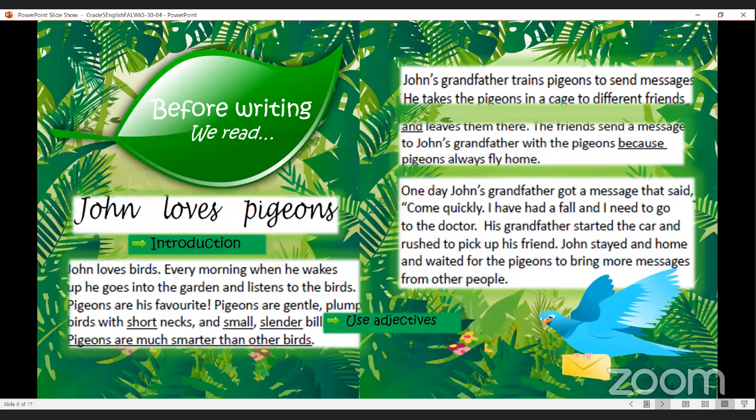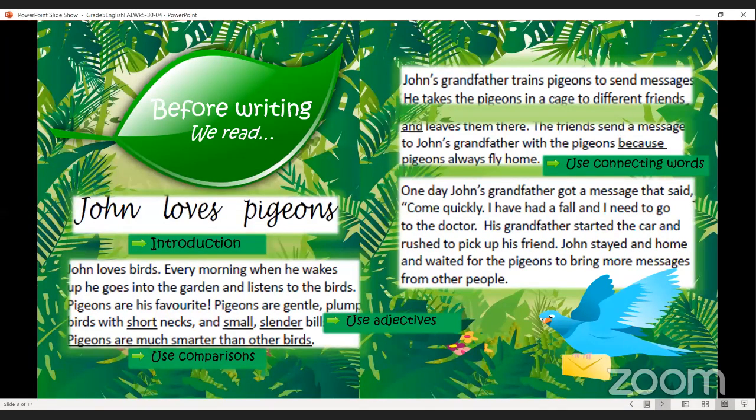So pigeons are much smarter than other birds. We're comparing. We're using comparisons. Very good. So in this story, he's going to show us how a pigeon is smarter than another bird because it carries messages. Okay, so you need to think of your bird story. What adjectives you want to use and comparisons you're going to use. Also, we have connecting words like and because.